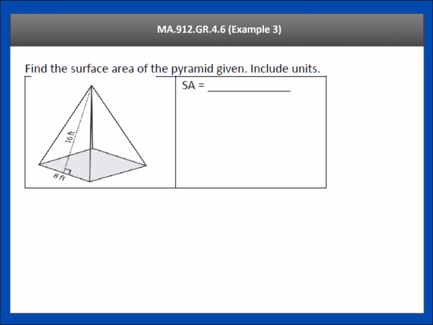All right, so let's look at another one. Find the surface area of the pyramid given, include units. So pretty simple problem. They give you a pyramid, and then you just got to find the surface area.